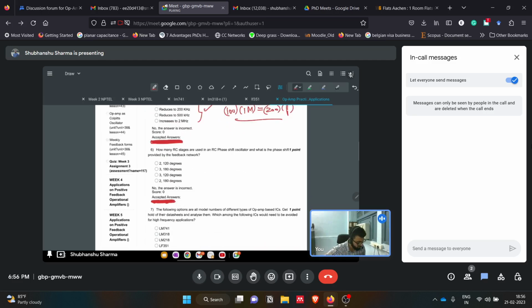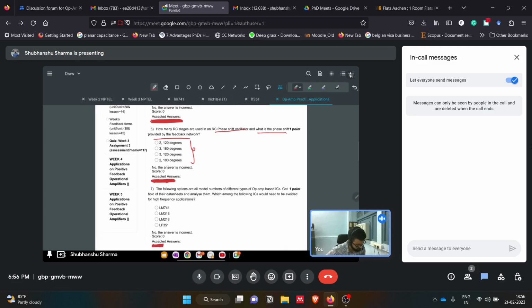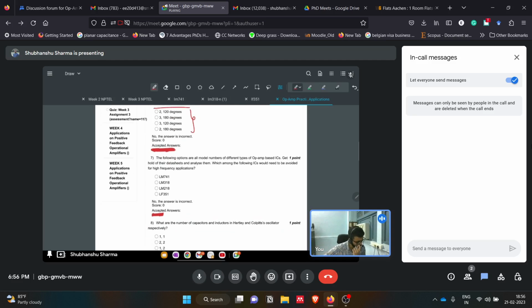Then, how many RC stages are used in an RC phase shift oscillator? What is the phase shift provided by the feedback network? RC phase shift oscillators are self-explanatory, and we discussed this. So you can easily solve this question. This is a very easy question. Now move to the seventh question.